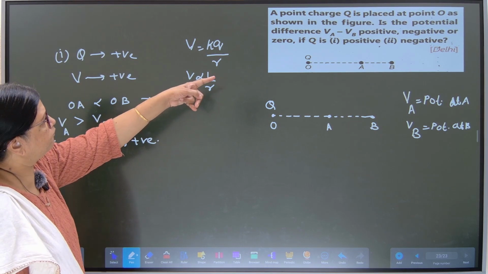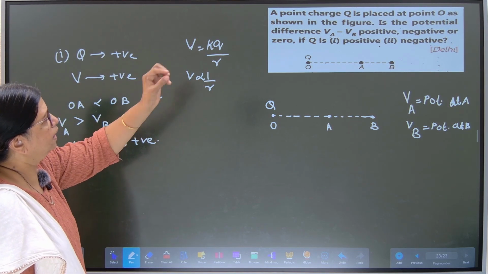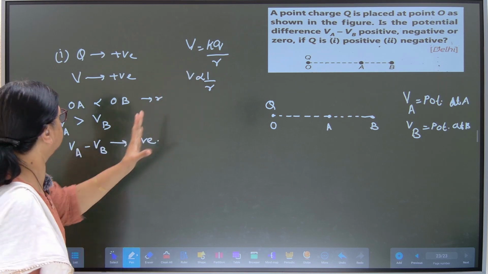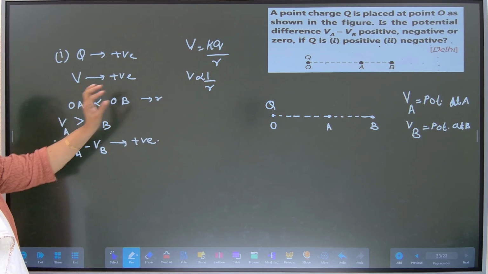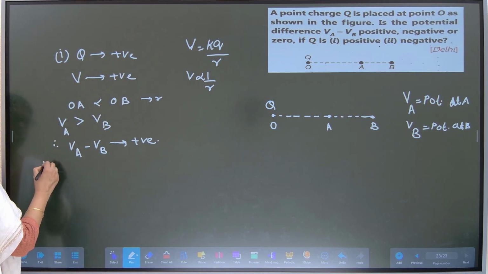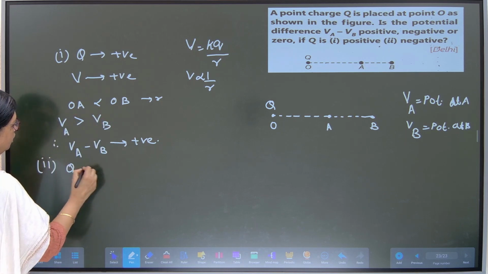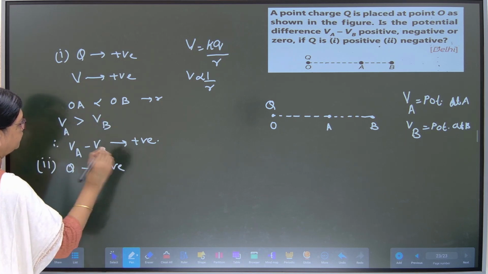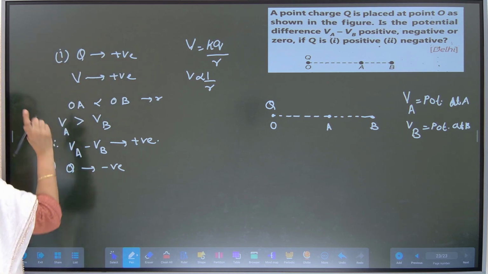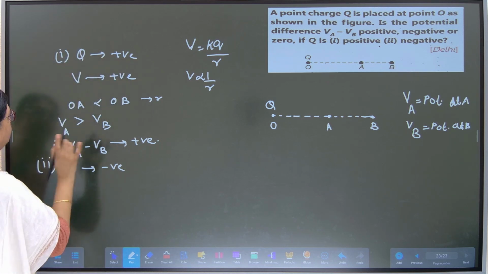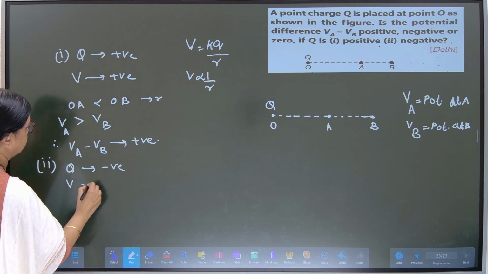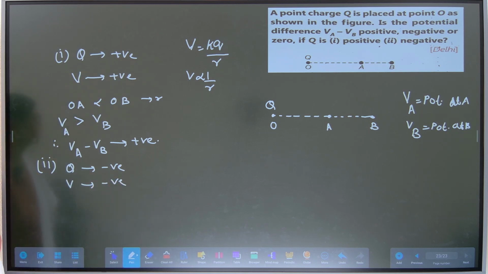That is the first bit which is asked. Is it positive, is it negative, or is it zero? We said VA minus VB is positive, that is asked. Second bit, what did they give us? Q negative. Fine. If Q is negative in the formula, my Q will be negative. Therefore, potential also will be negative.